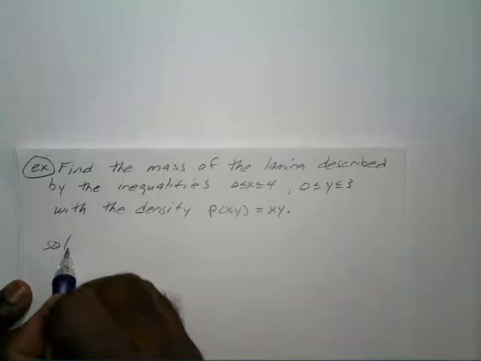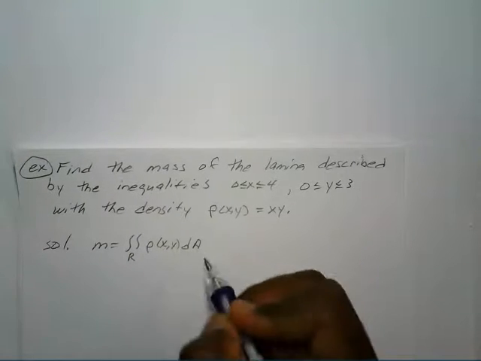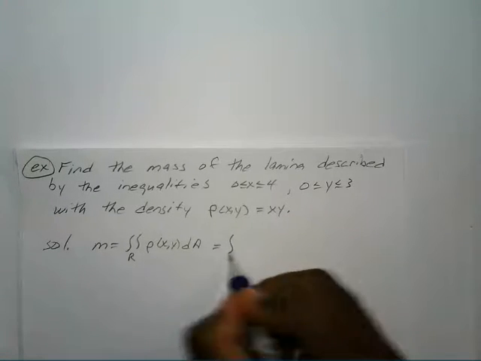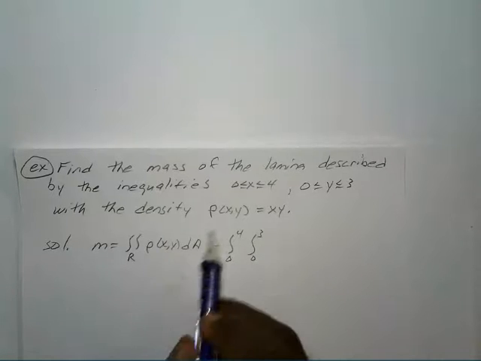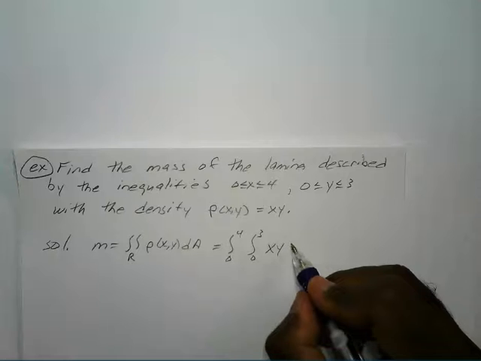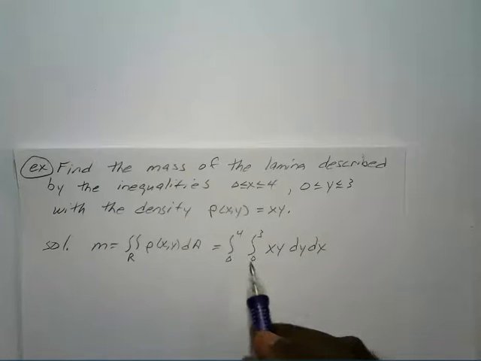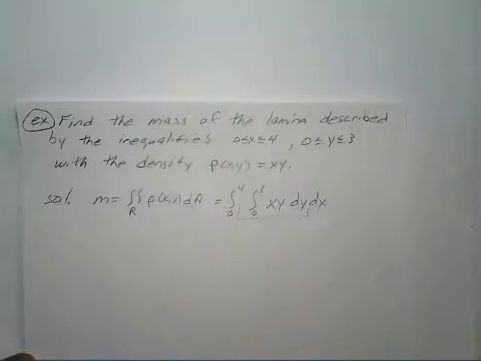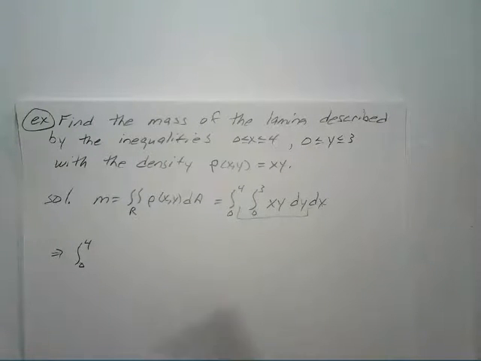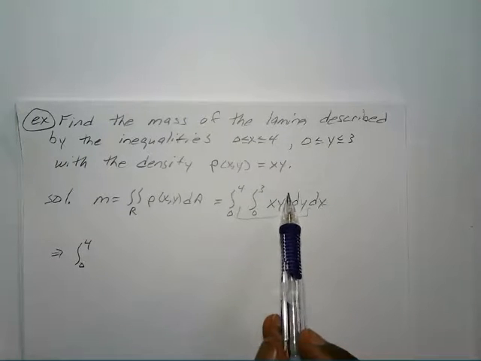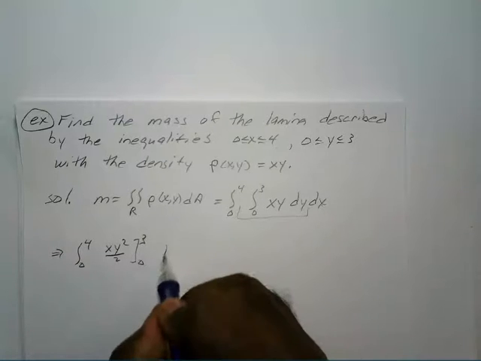Alright, so to find the mass, we just find the double integral of our rho, which is equal to the integral with x between 0 and 4, and y between 0 and 3, of rho of xy, which is xy, with our area dy dx. Just like any other double integral, we start in the middle. Our integral with respect to y treats x as a constant, so it's just y squared over 2. So we have x times y squared over 2, from 0 to 3, and we still bring down our dx.